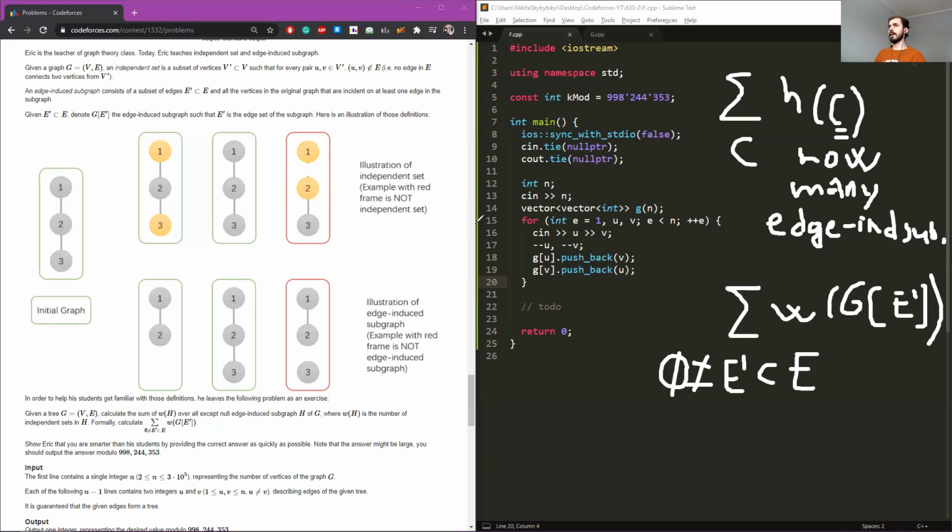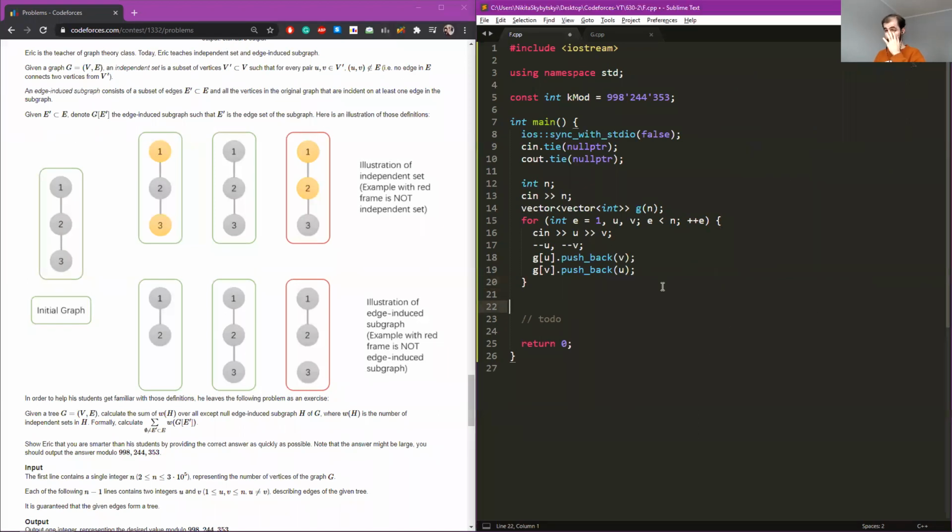Also, it's a tree. It's just some dynamic programming on a tree. Yeah, I think this is basically it. So we have the double counting idea in edges and DP on a tree. Oh man, okay.